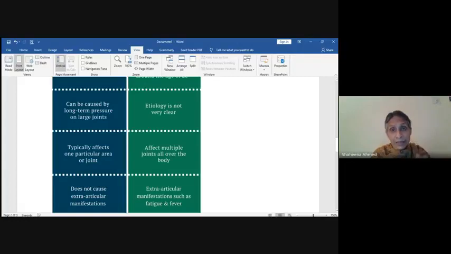So the etiology which is basically concerned with this, that is long-term pressure, which has been and is being applied on the larger joints. The larger joints, which are these? The weight-bearing joints.